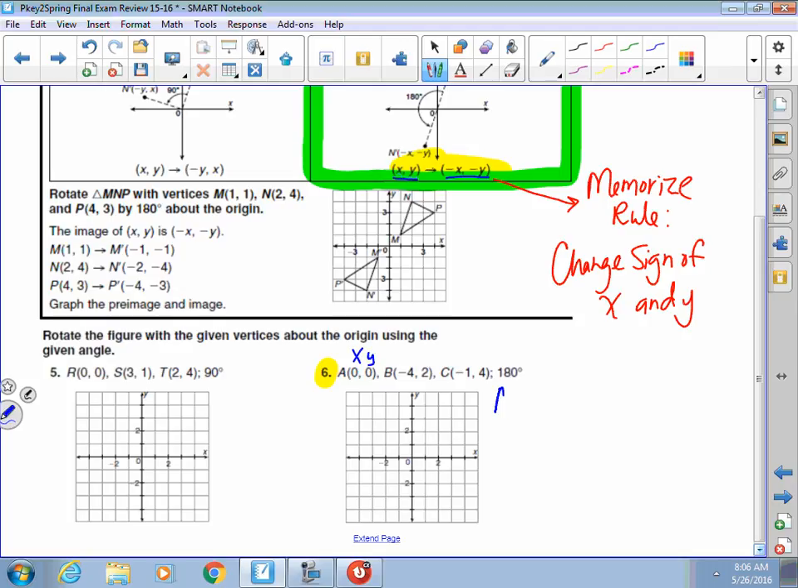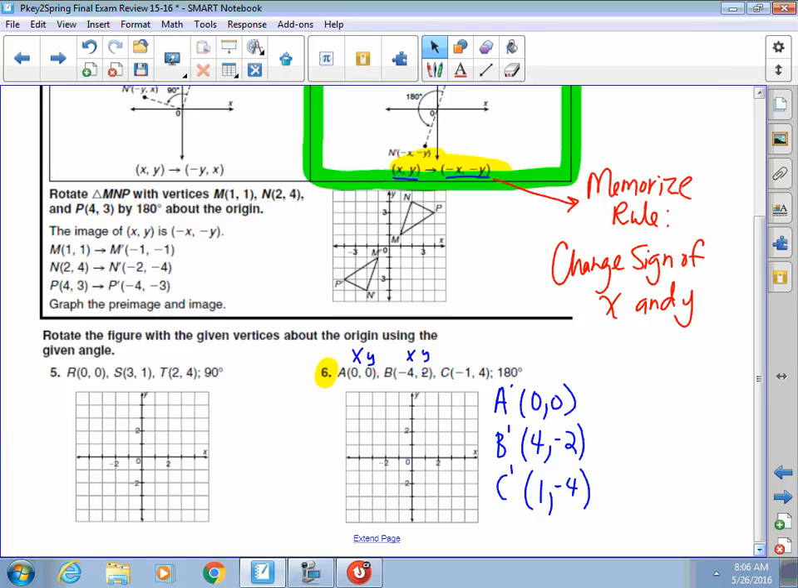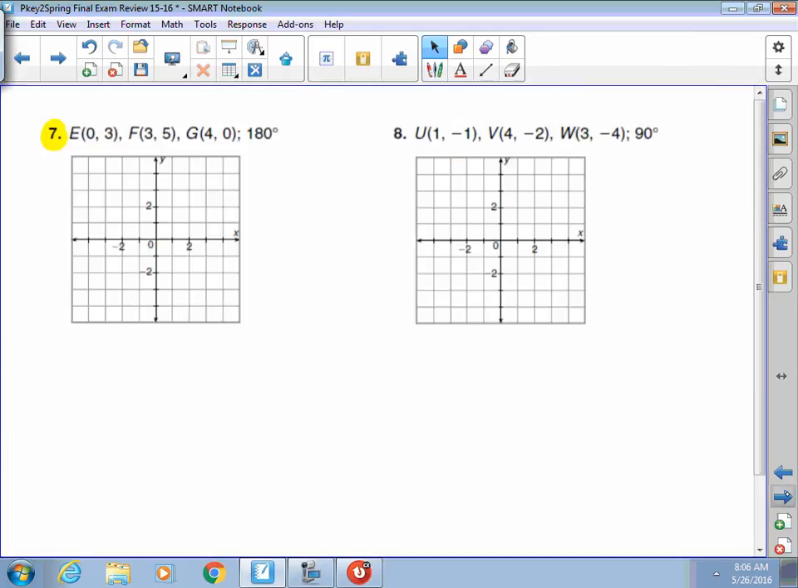Well, that one I don't really have to change because you can't really change 0. But here's my x and y. For b prime, we're going to change the sign. So if it's negative 4, it now becomes a positive 4. If it's positive 2, now it becomes a negative 2. That's all we got to do, okay? Change the sign of both, okay? So you have number 6, and you have number 7, which is test like to do.